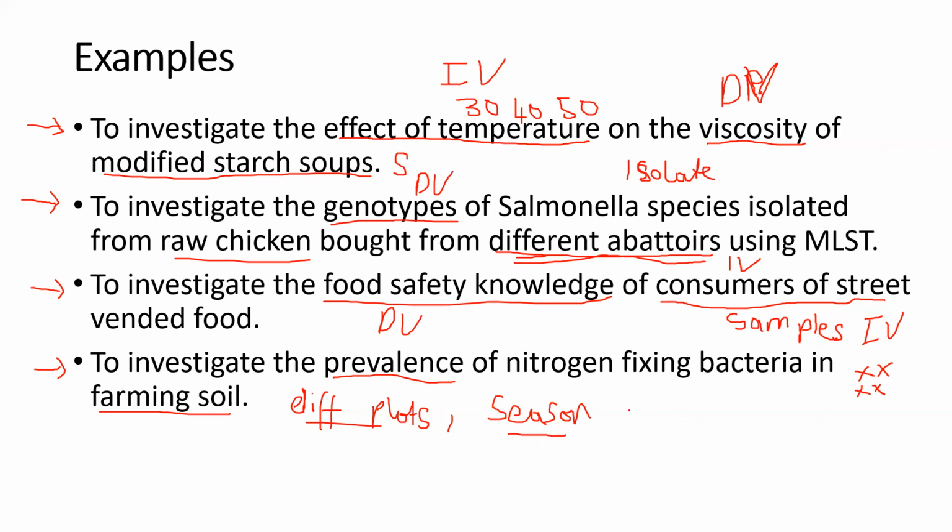It could be from different farming soil, from different crop cultivation, where you cultivate different crops. Then those different crops will automatically categorize your samples into groups. Then that research objective will be completed. Okay, so I really hope that you've understood how to navigate around dependent and independent variables.